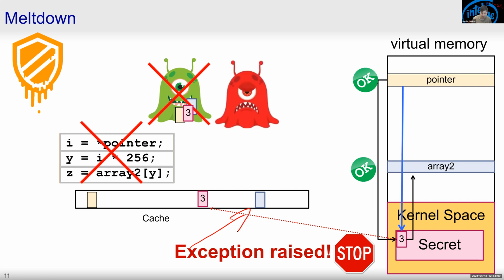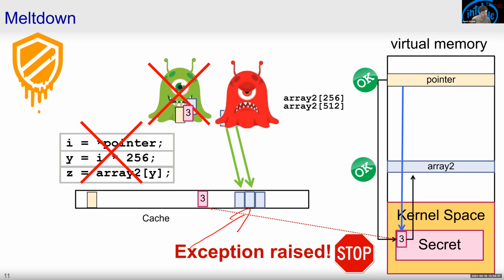And my red monster goes like, let's measure the latency of array2 of 256. Well, nobody ever touched array2 of 256. So it's going to take a long time to leak. So 256 is not the right answer. Let's measure the latency of 512. It's going to take a long time also. So 512 is not the right answer.